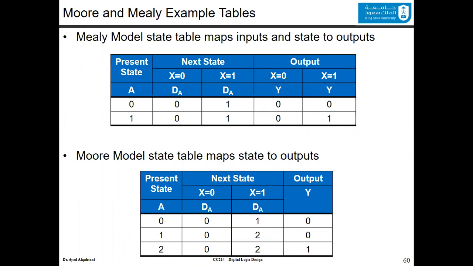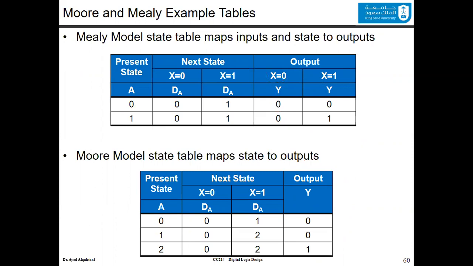That's the main difference when you look at the table. When you're trying to analyze the table, look at the output. If the output differentiates between when the input is 0 and when the input is 1, then this is Mealy. If the output doesn't say anything about the input, it's directly because of the present state. When the present state is 0, the output is 0. When the present state is 1, the output is 0. When the present state is 2, the output is 1, and that's it. But here, you have to worry about the present state. For example, the present state is 0, and the input is also 0, then the output is 0, and so on.